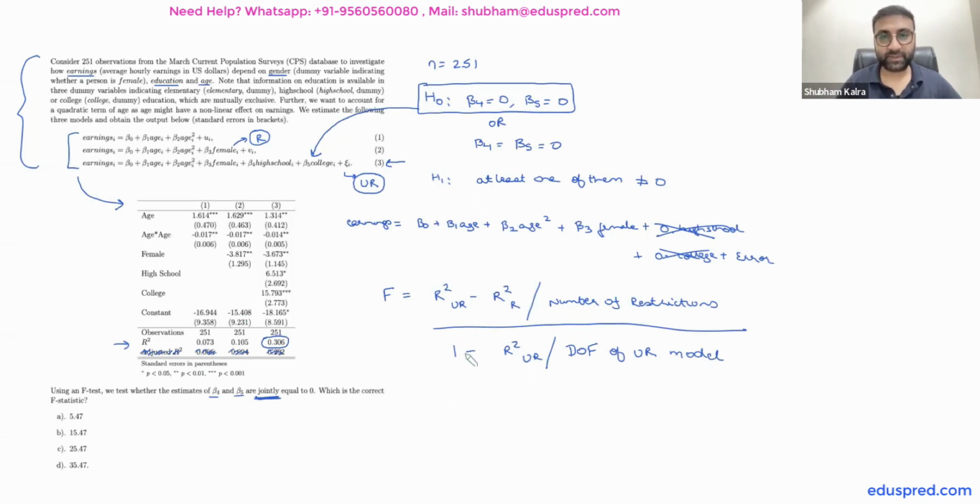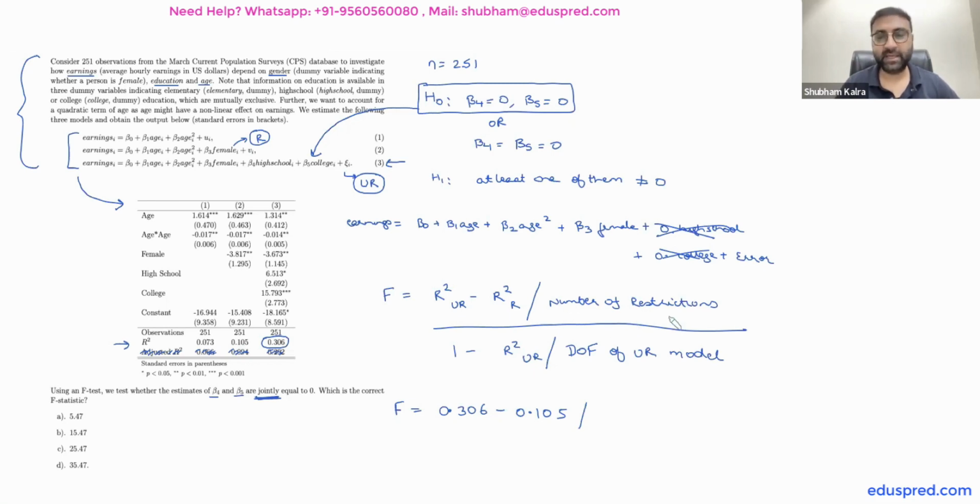So the R square of the unrestricted model, that's your model number 3, it is equal to 0.306. So this is 0.306 minus, what is the R square of the restricted model? Well, your restricted model is model number 2. So the R square of model number 2 is 0.105. Now, what is the number of restrictions?